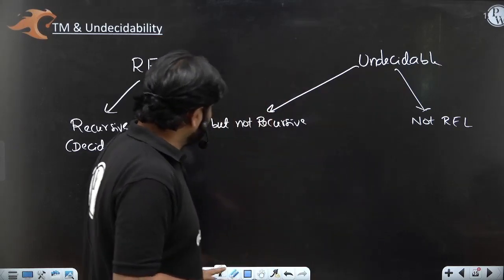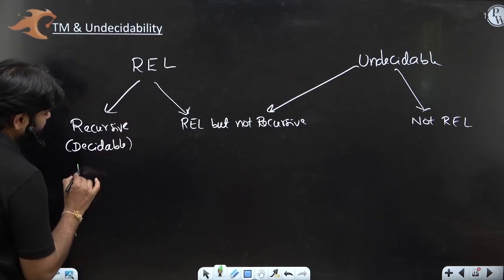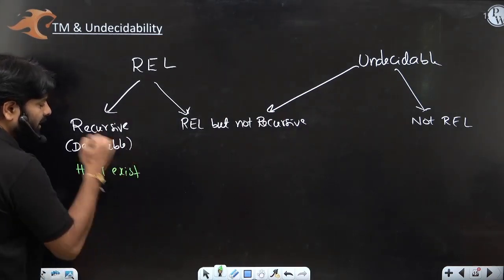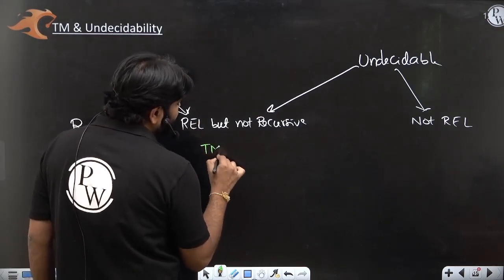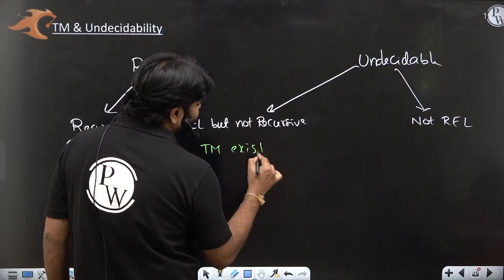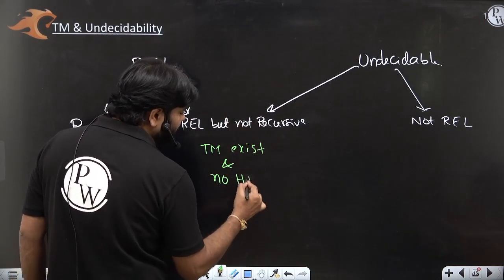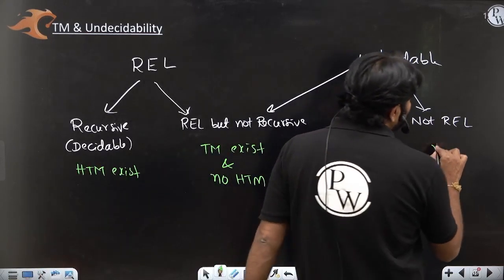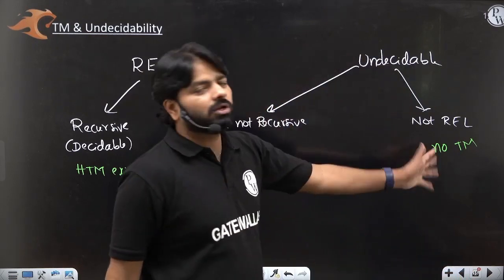So you should know the clear definition of these three. Decidability means HTM exists. In fact, a Turing machine exists, but the main concern is about HTM. And for this, TM exists, but we don't have a HTM. Definitely we are saying no HTM exists here. No HTM for them. But here, no Turing machine at all. It means no HTM also.